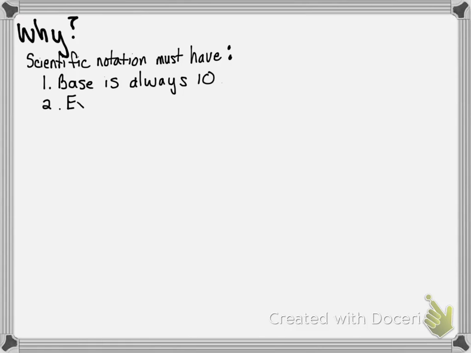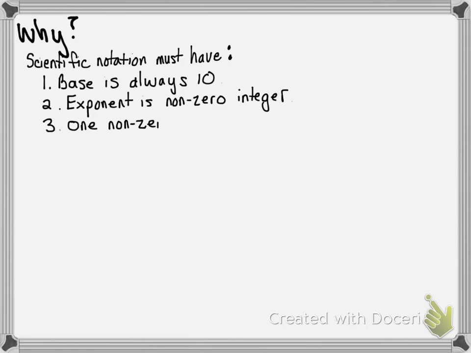So the rules are: the base must always be 10. The exponent of the 10 has to be a non-zero integer. So it can't be a 0 in the exponent, and it has to be an integer. So not like 10 to the 0.5 or something like that. And as I said, you have to have 1 non-zero digit to the left of the decimal, so 1 through 9, essentially. And that's how you would know whether you've successfully written a number in scientific notation.